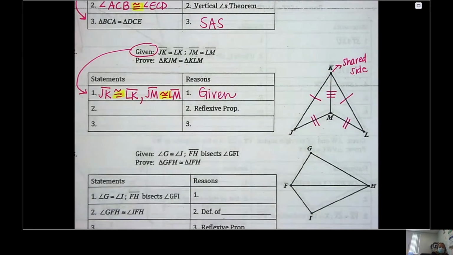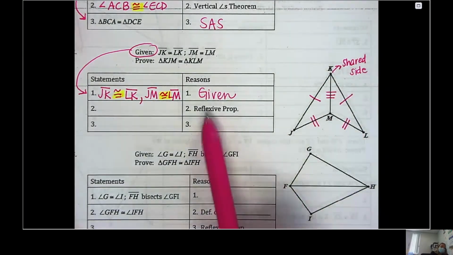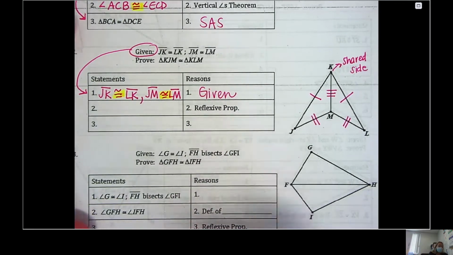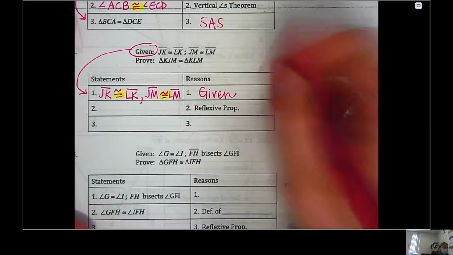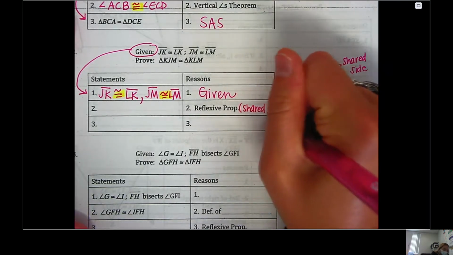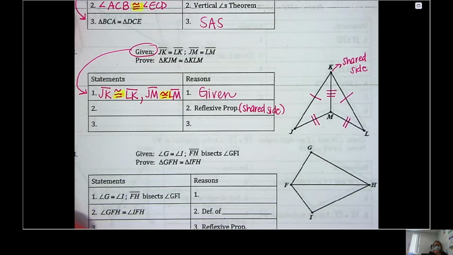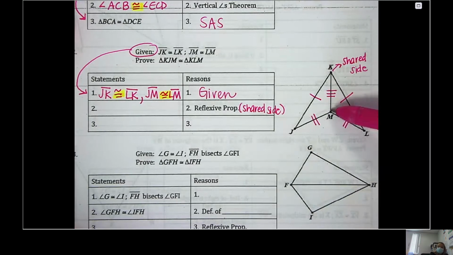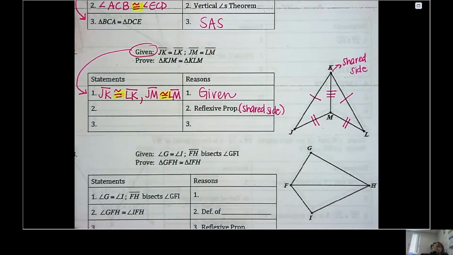All right. In math, we don't call it a shared side. We call it the reflexive property. It means the same thing. The reflexive property means you have a shared side. That's just like the mathy term for it. Okay, so my statement has to say this line here is congruent to this line here. It's congruent to itself. That's what the reflexive property is.